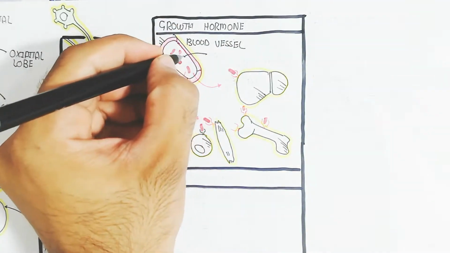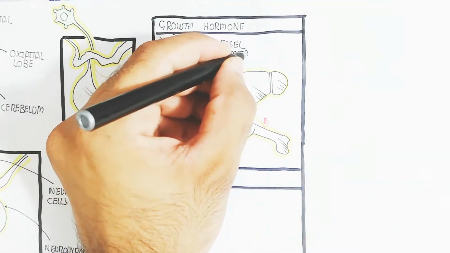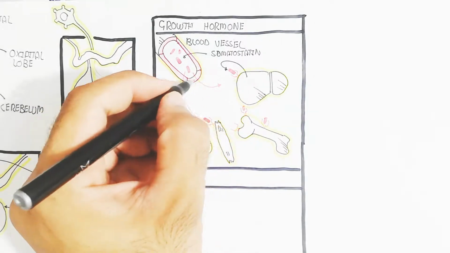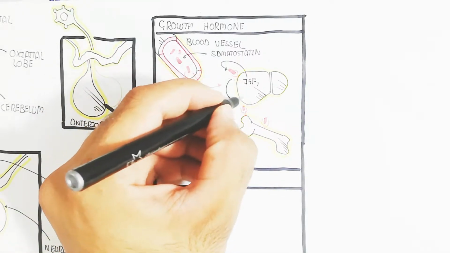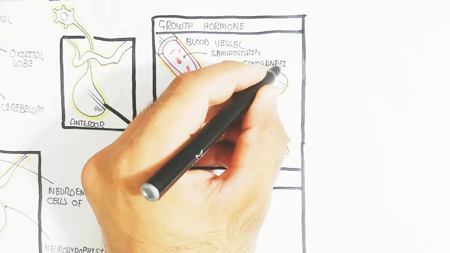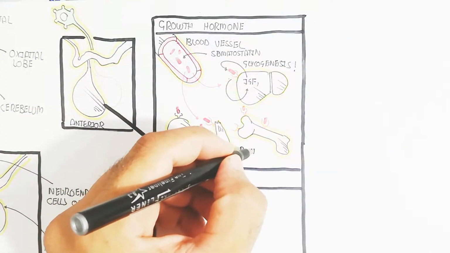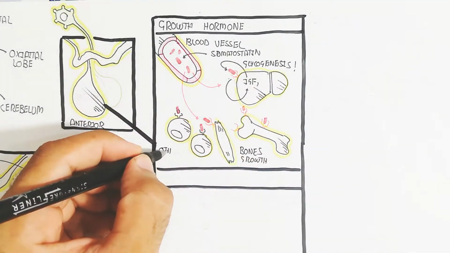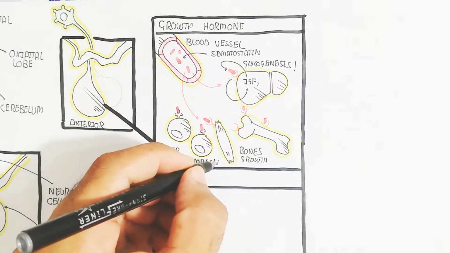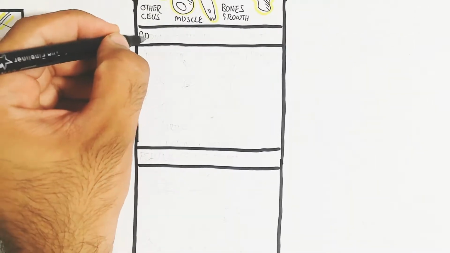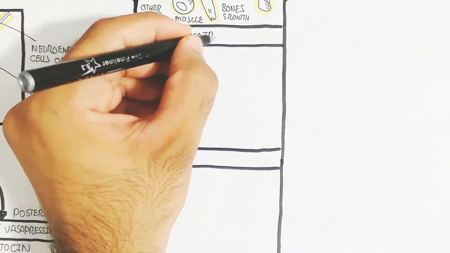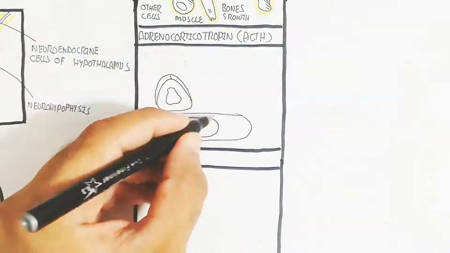targets different tissues, for example the liver, bone, muscle, and other cells. In the liver it leads to glycogenesis and the production of insulin-like growth factor, which is important for glucose regulation and for the growth of bone, muscle, and other cells. So basically it depends on growth.